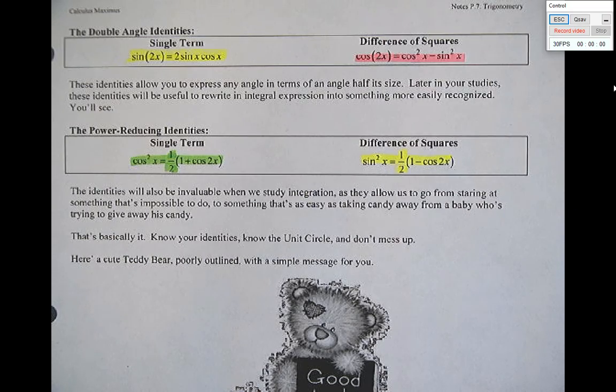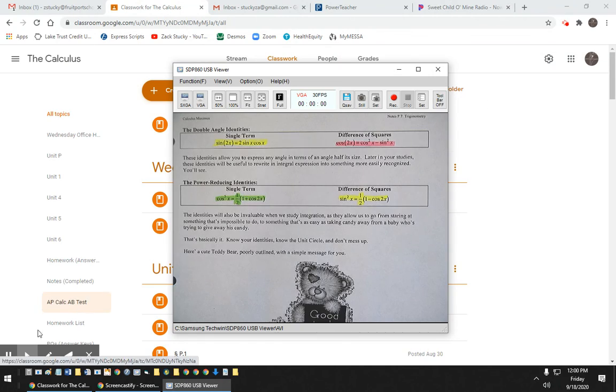All right, so that's it for our intro unit. Next up is the calculus. Good luck.